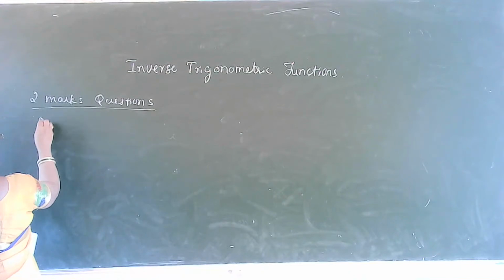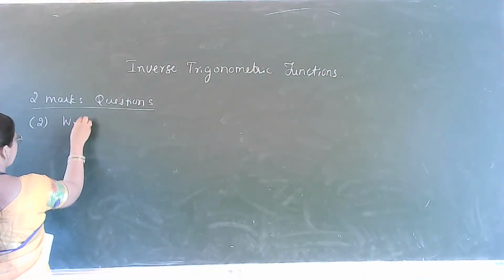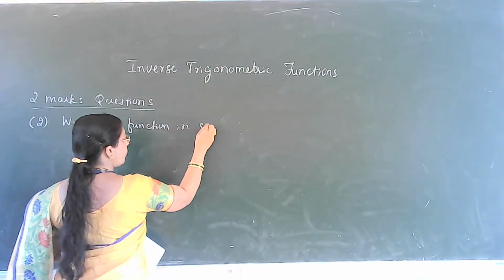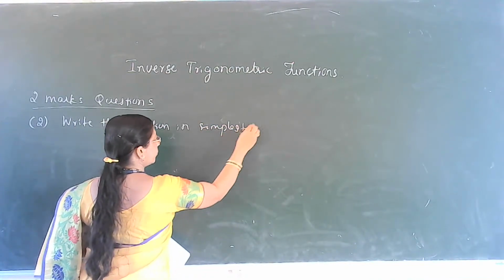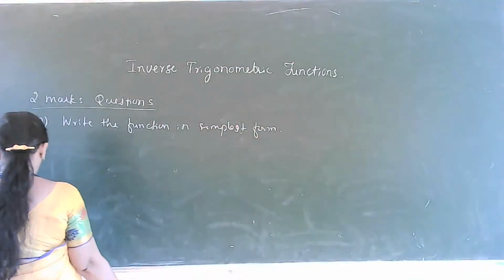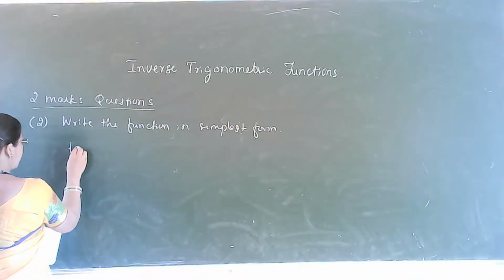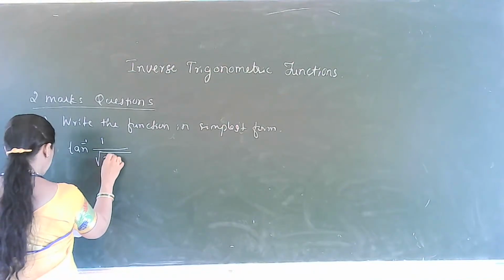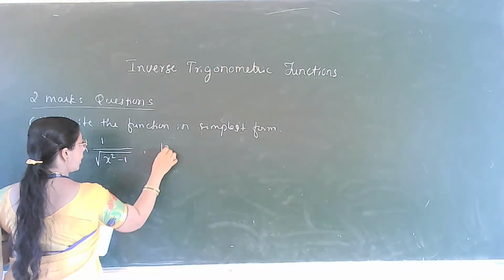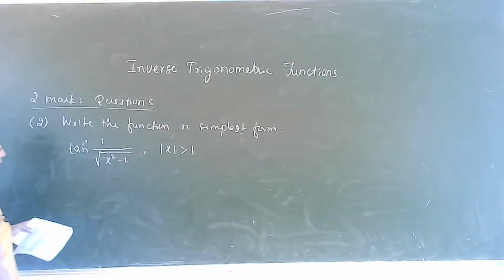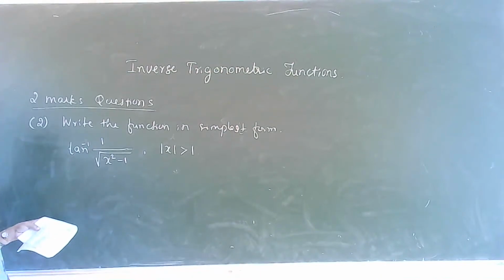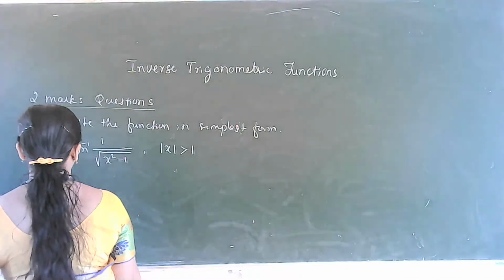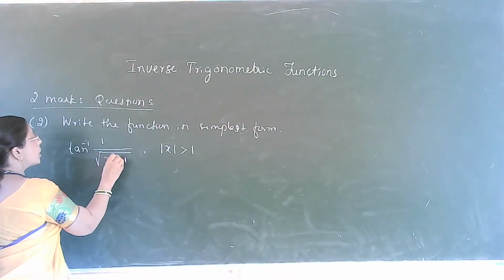Write the function in simplest form: tan inverse of 1 divided by square root of x square minus 1, where mod x is greater than 1. Here we substitute.